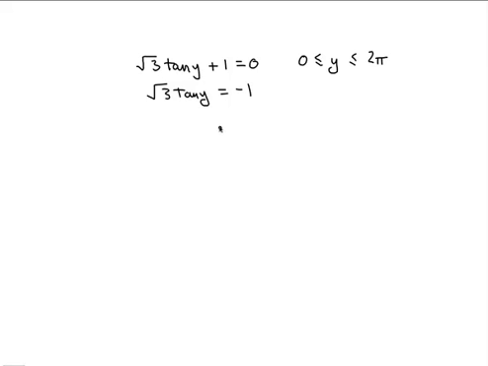Let's now solve root 3 tan y plus 1 equals 0. The range, as usual, is between 0 and 2 pi. First off, the rearrangement: we'll subtract 1 from both sides, and we get a minus 1. We'll divide both sides by root 3. The tangent is negative.